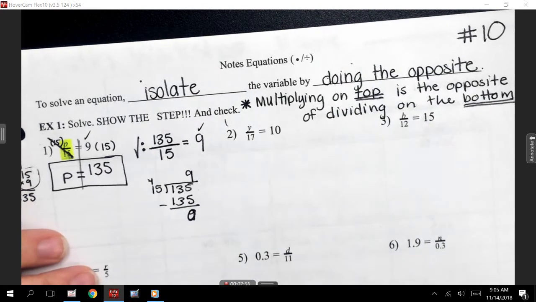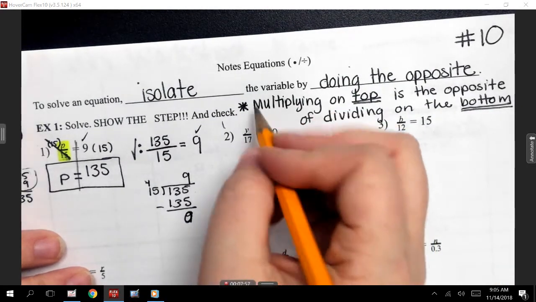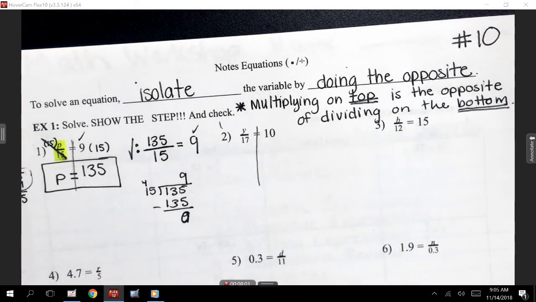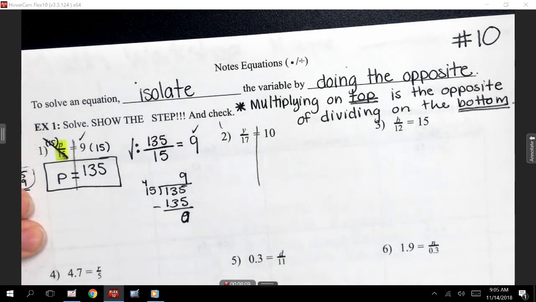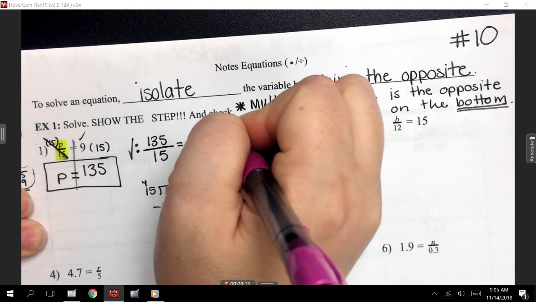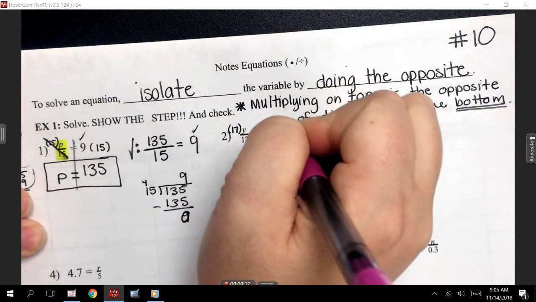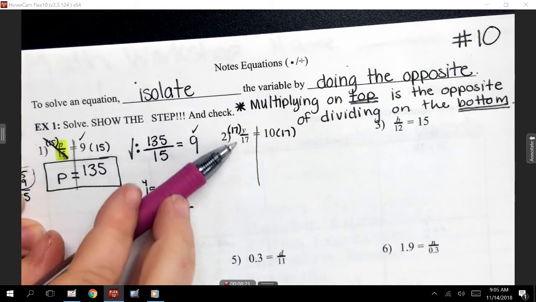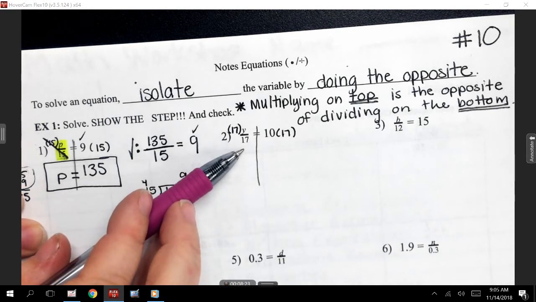All right, number 2. Again, y'all know I like splitting it where that equal sign is. It just makes it easy to see which side is which. All right, raise your hand if you think you can tell me what I am going to do on both sides on number 2. Alexandra? Put 17 in parentheses. Make sure we put it on top. So we're going to put 17 next to the y, and I'm going to put 17 next to 10. Okay? What's going to happen to my 17 on top and my 17 on bottom?